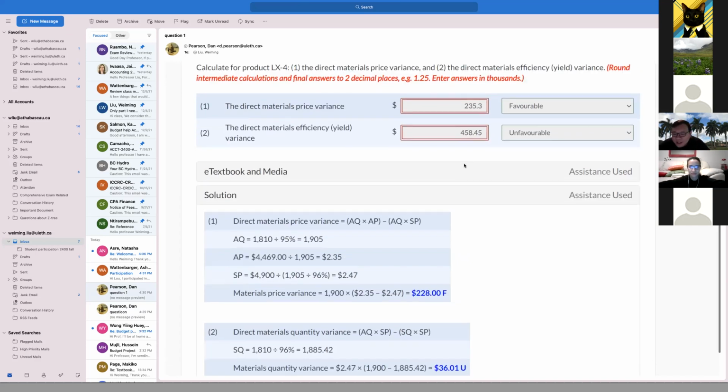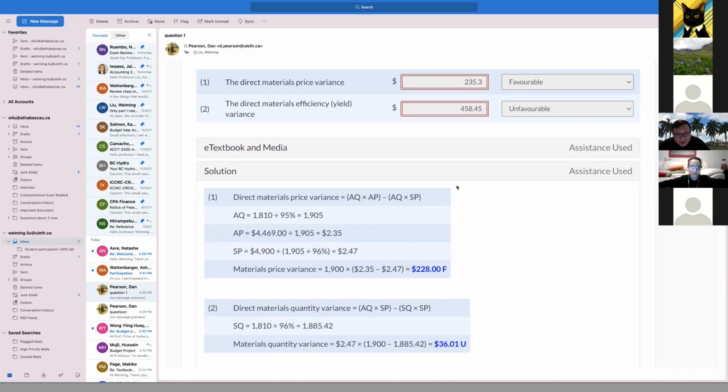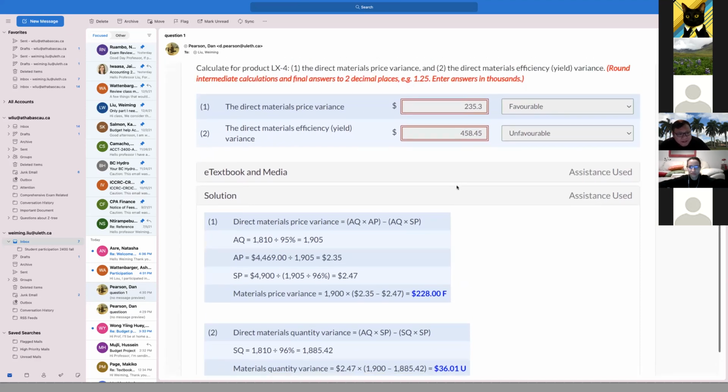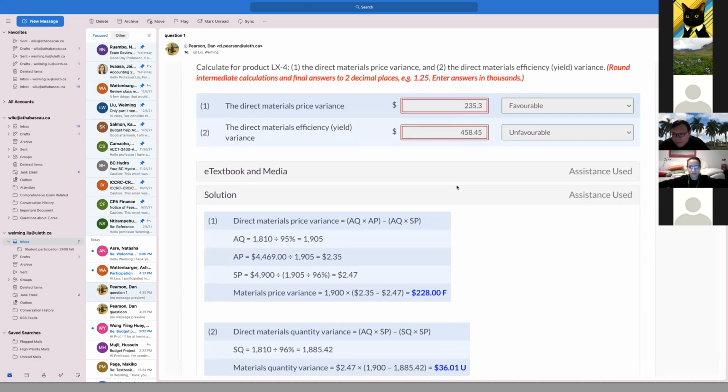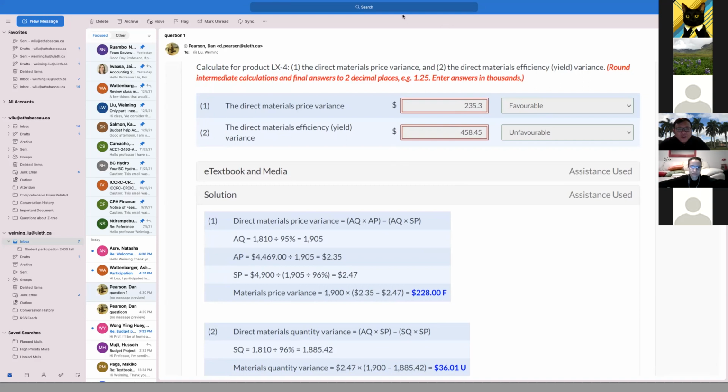Can you guys take a look? How many marks, what percentage is this worth? I'm going to quickly log into Wiley unless Dan has it open. I can log in. Sure. Yeah, it was out of 10 marks.